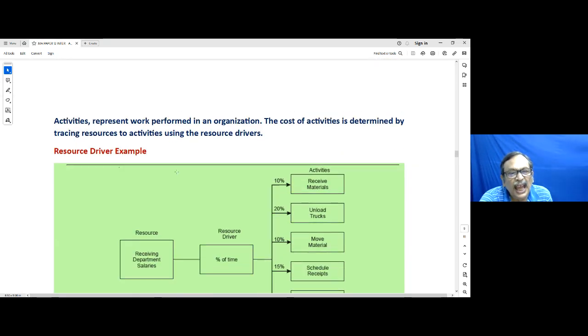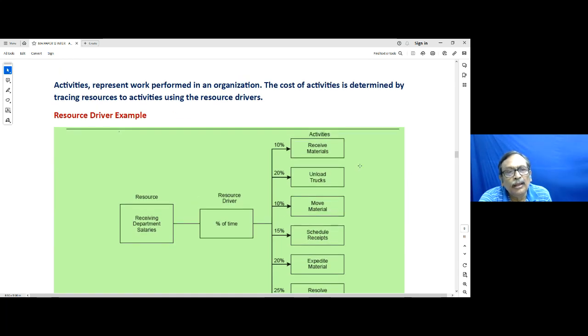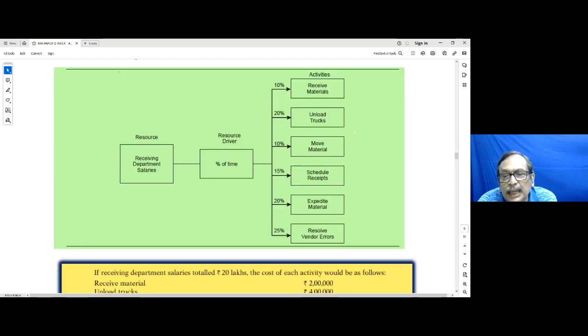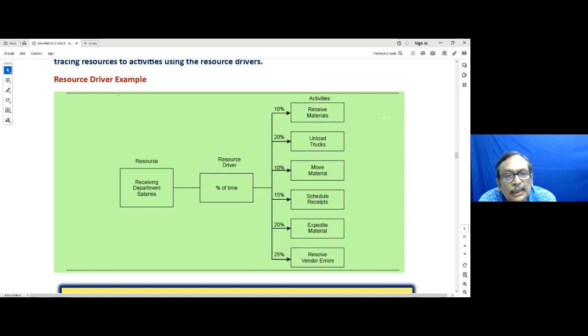Now, activities represent work performed in an organization. The cost of activities is determined by tracing resources to activities using the resource drivers. Now, I'm just citing this example to you. Resource: receiving department salaries. Resource driver is percentage of time. And activities are: receive materials, that is 10%.